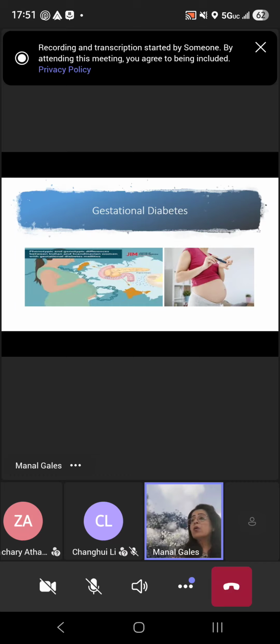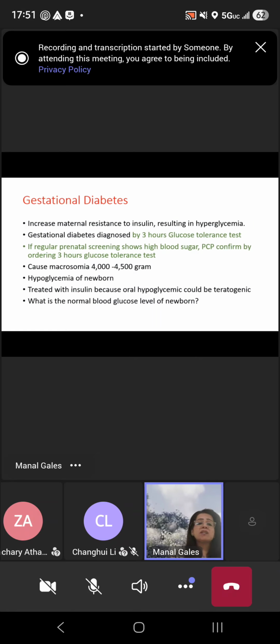How will the baby or the fetus be affected by diabetes? What will happen to the fetus? Complication of gestational diabetes on the fetus. Overweight. Good job. What is the word? It is macrosomia. Soma is the body. So overweight is macrosomia.